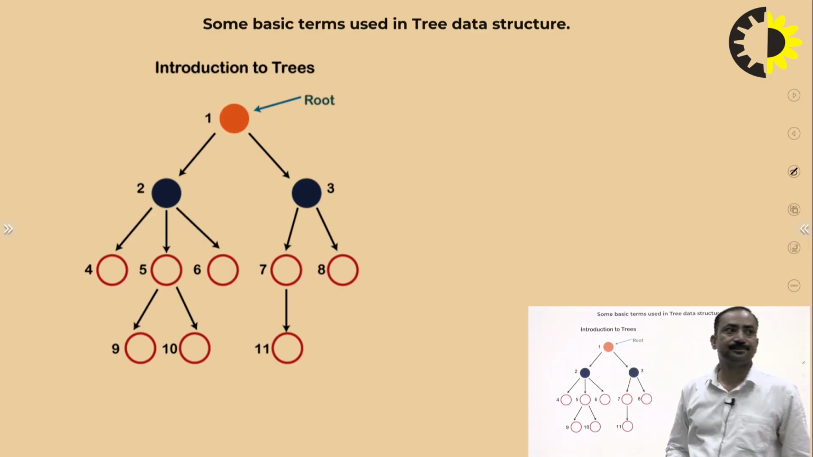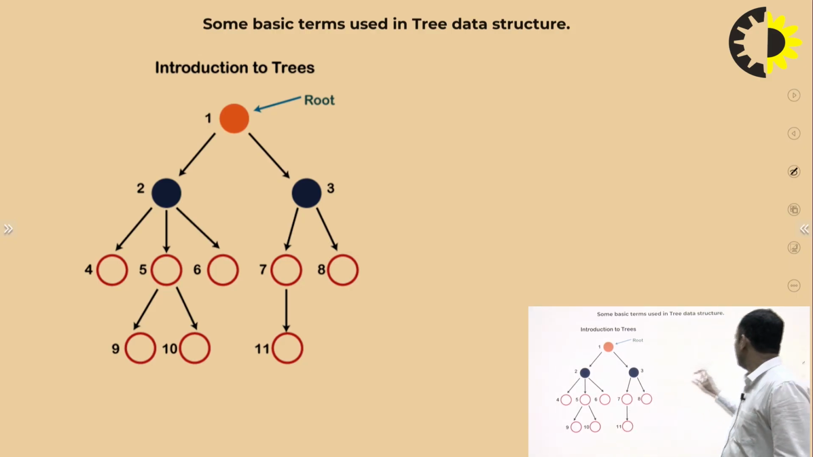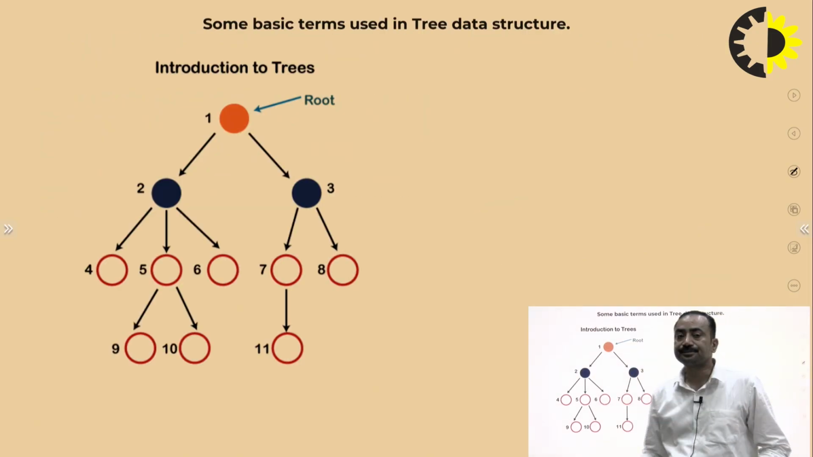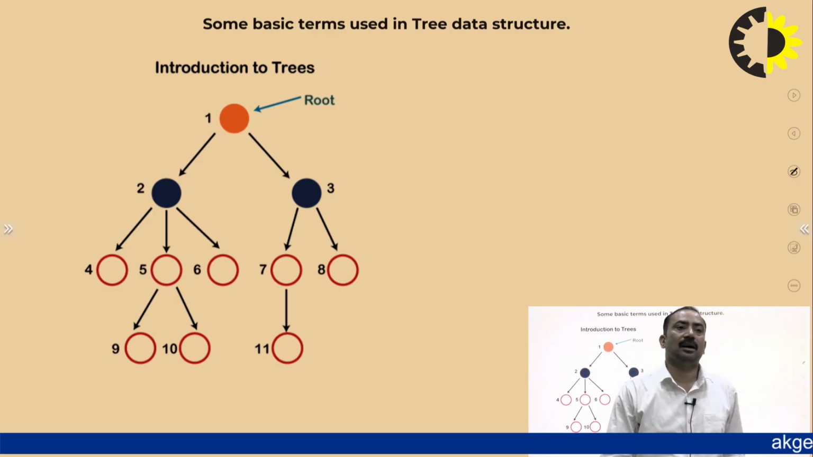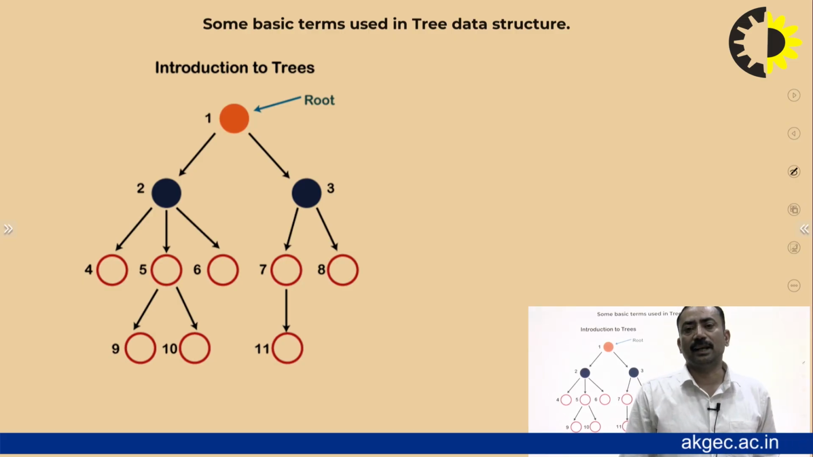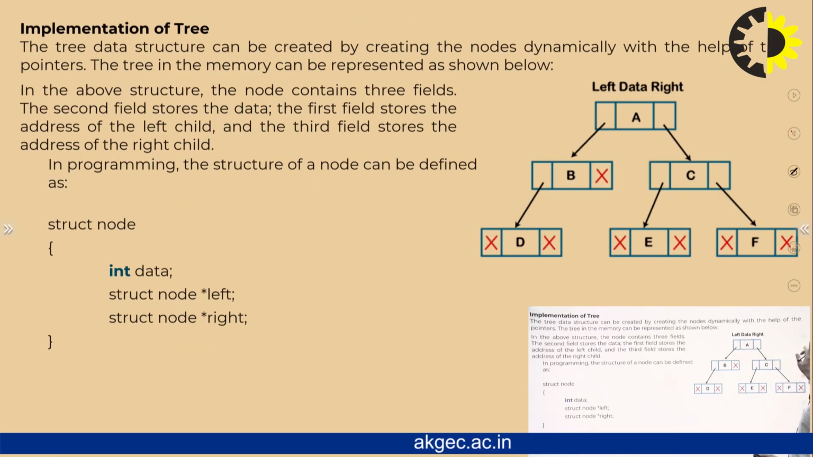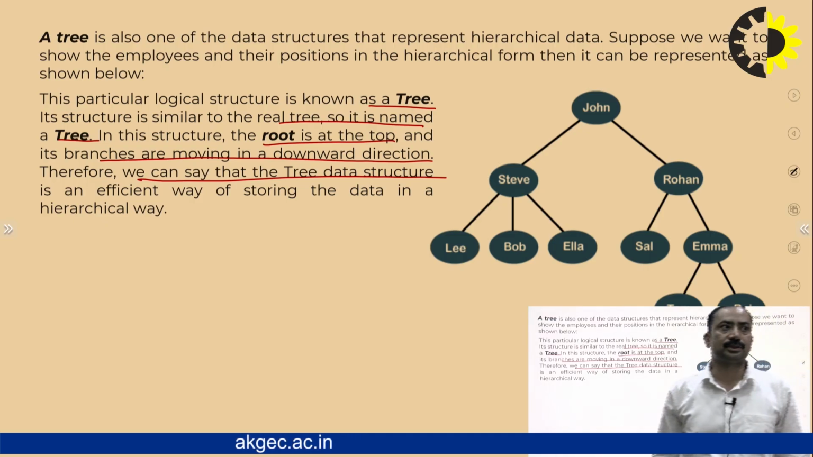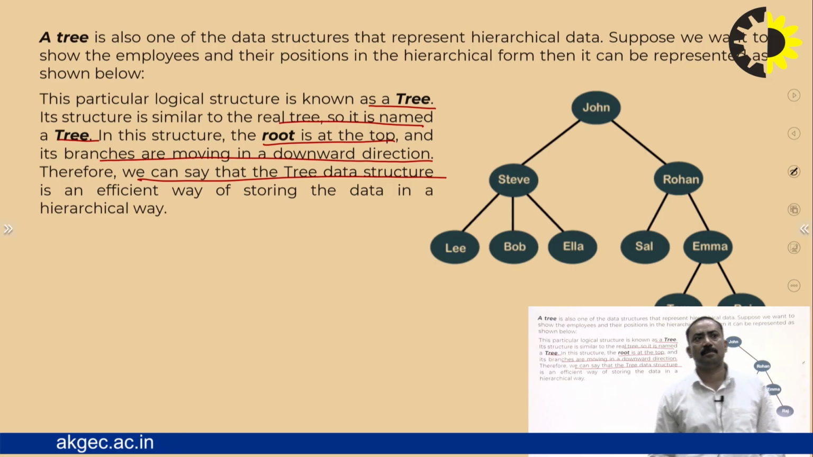Example of tree. As we are all aware, like this, it's also a tree. So a tree is defined as a collection of objects or entities known as nodes. These entities known as nodes are linked together to represent or simulate a hierarchy.